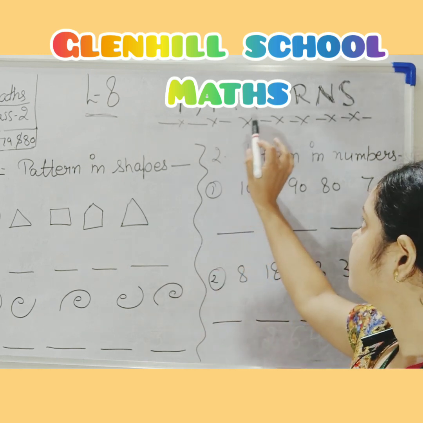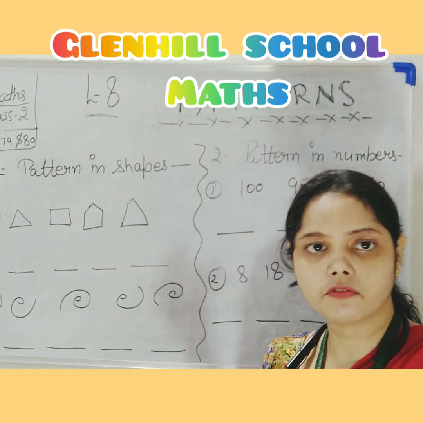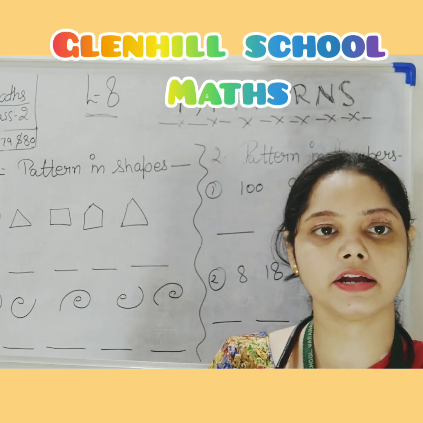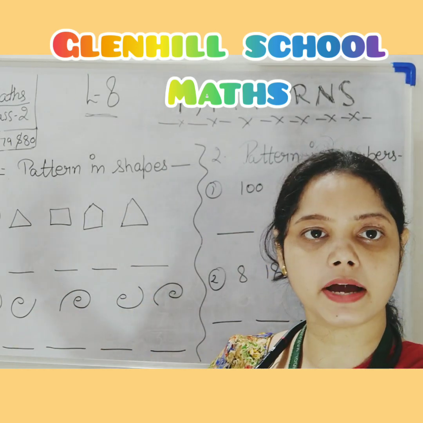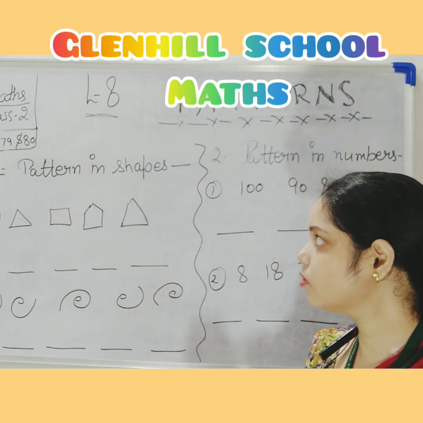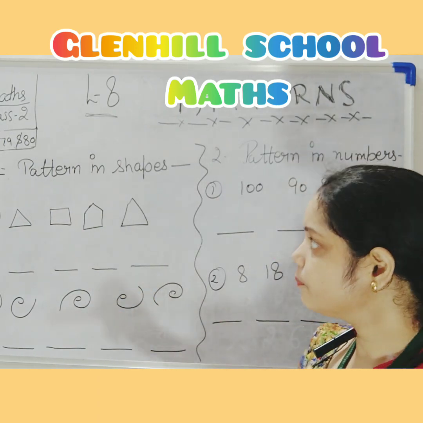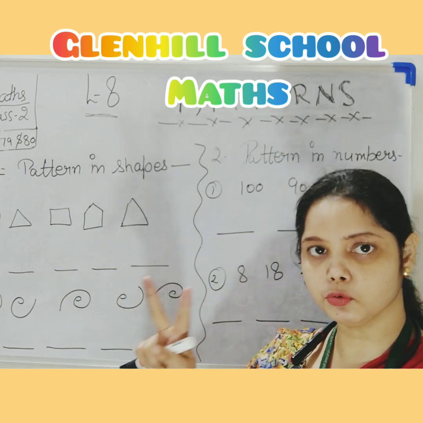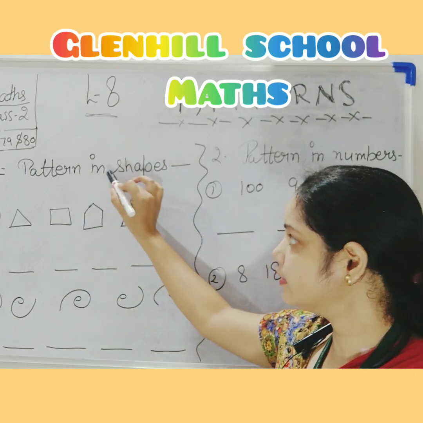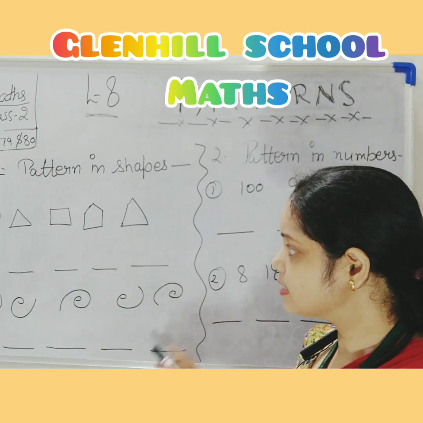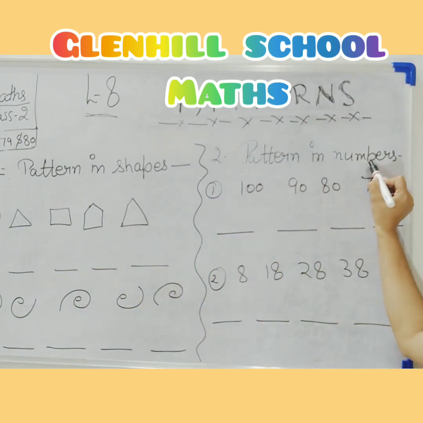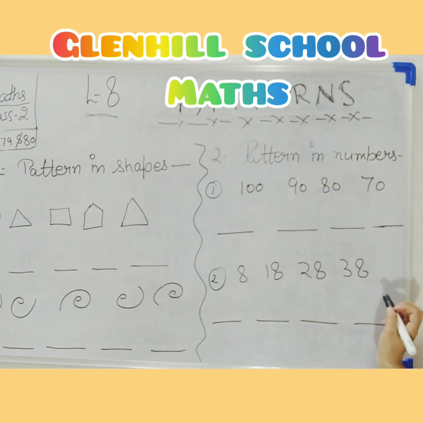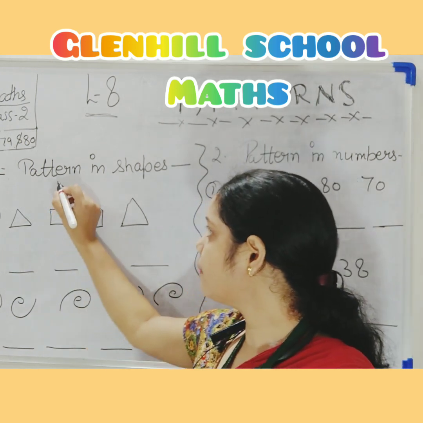So the chapter is pattern. Pattern means the sequence or the series of anything which repeatedly comes one by one. So how can we solve this type of question? Beta, pattern is mainly two types. First is pattern in shapes. In shapes you can see many patterns, and the second one is pattern in numbers. In digits we can also solve the patterns in a digital form. First, come to the pattern in shapes.